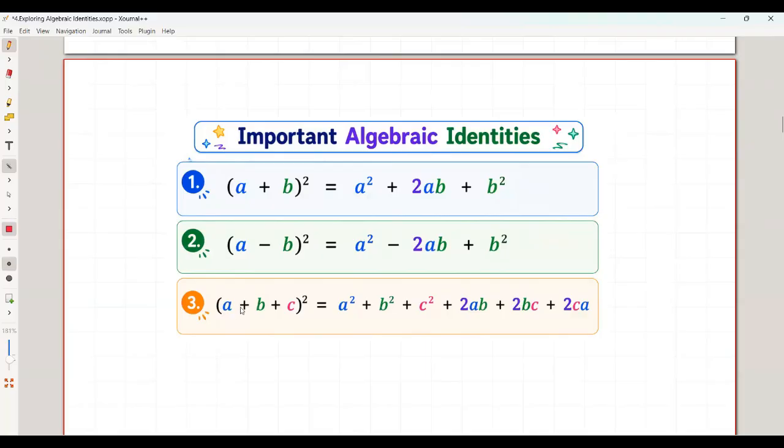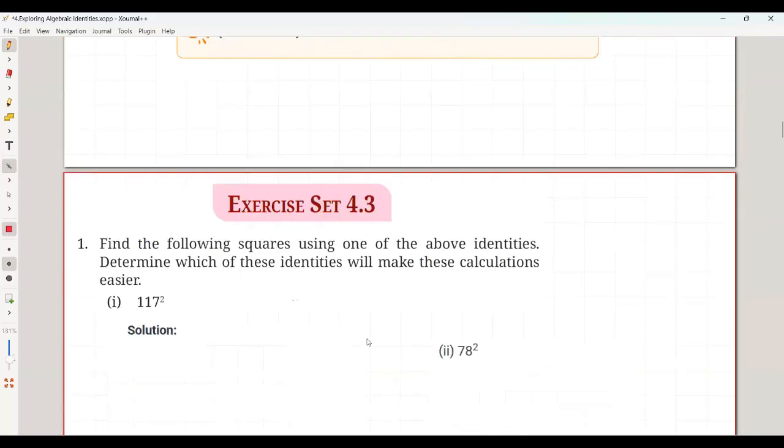In today's class, (a + b + c) whole square is equal to a square plus b square plus c square plus 2ab plus 2bc plus 2ca. Once again, (a + b + c) whole square is equal to a square plus b square plus c square plus 2ab plus 2bc plus 2ca. These are the three formulas we are going to learn and use for today's class. Keep learning these three formulas. Based on this, we'll be solving the questions.